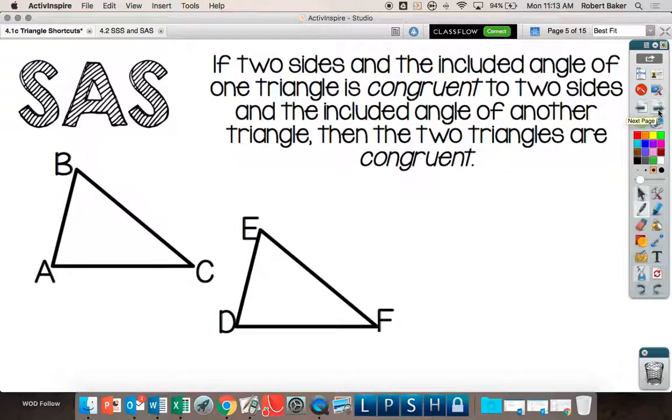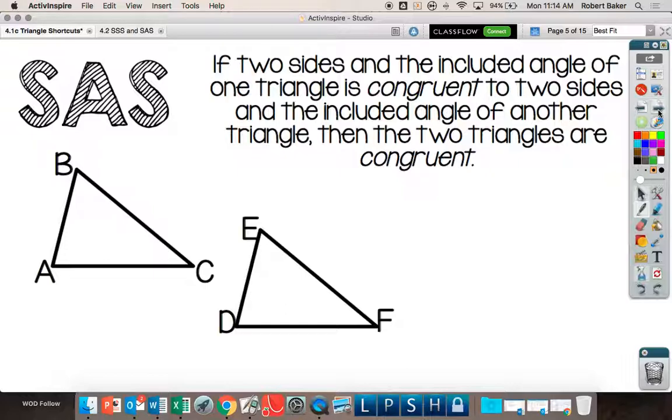You will see this one a lot. This is the side angle side shortcut. Now look at it. Where is the A? Between the S's. So the definition is two sides and an included angle of one triangle are congruent to two sides and the included angle of another triangle. If that happens, you have congruent triangles.